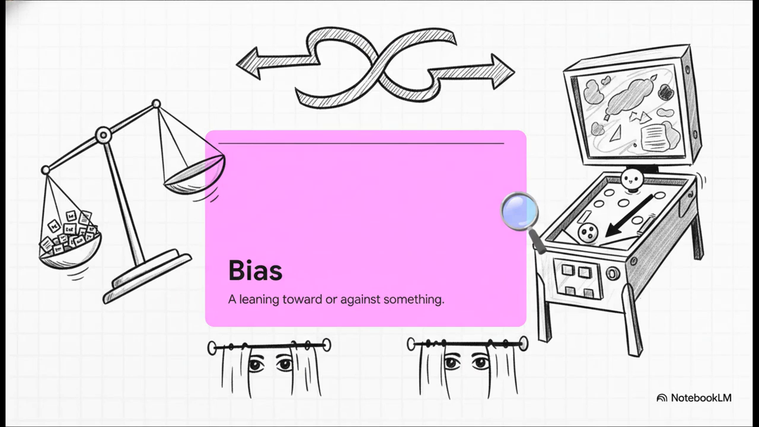First things first, let's define our terms. What exactly is bias? Well, bias is simply a leaning toward or against something. A biased source isn't just making a cute, innocent mistake. Oh no, they will actively twist the facts just to favor one side over the other. It's kind of like tilting a pinball machine so the ball goes exactly where you want it to. Not exactly a fair game, is it?